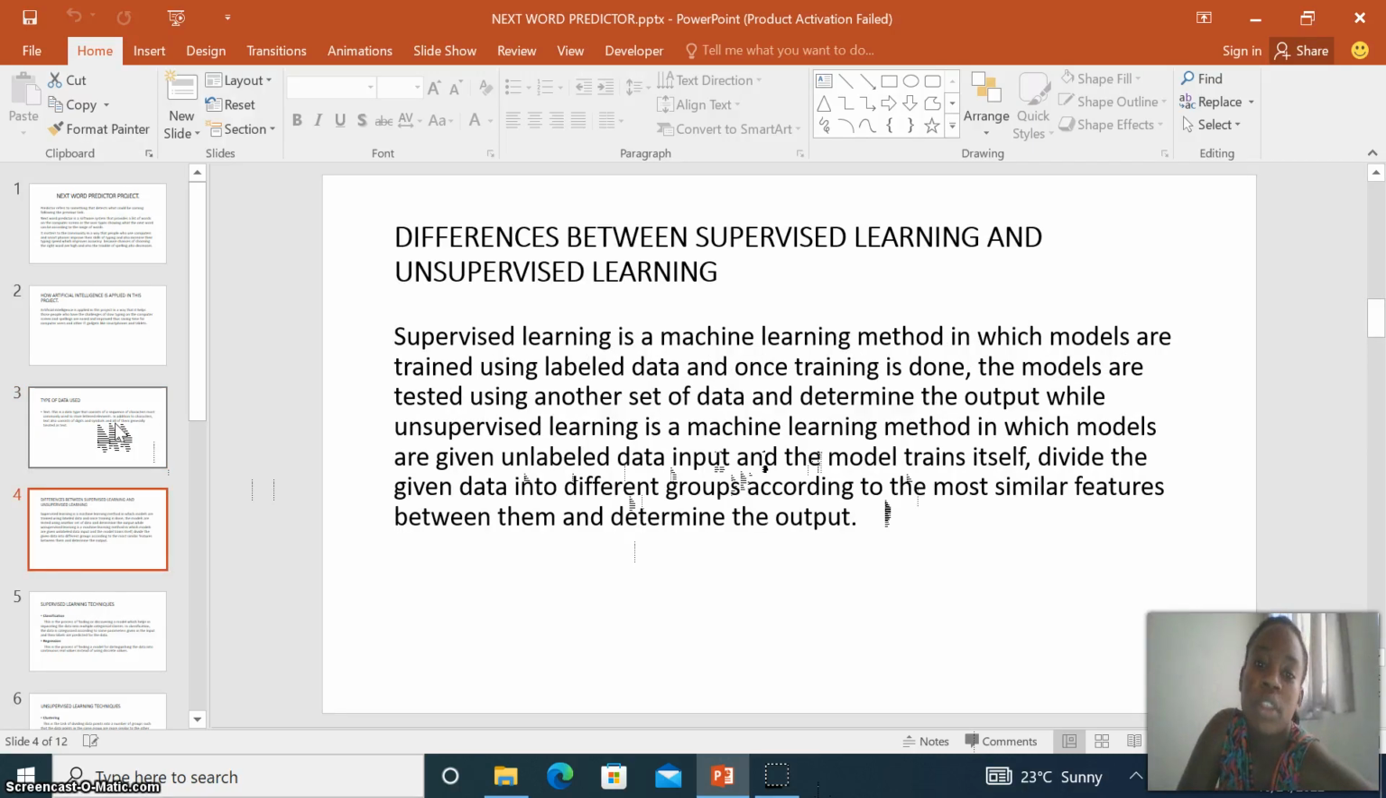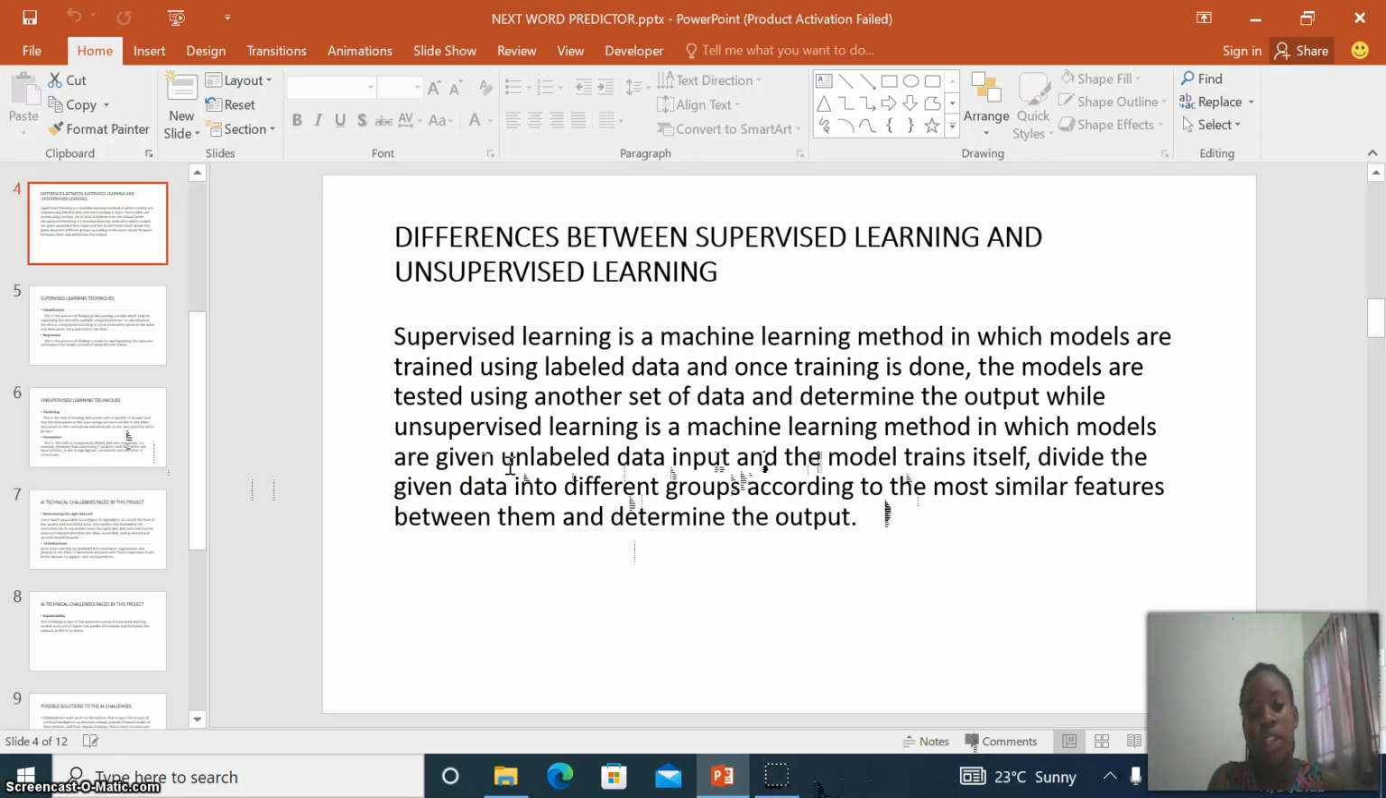So we have techniques used in this project, and we have to determine their differences. The difference between supervised learning and unsupervised learning is that supervised learning is a machine learning method in which models are trained using labeled data, and once training is done, the models are tested using another set of data and determine the output using the given data.